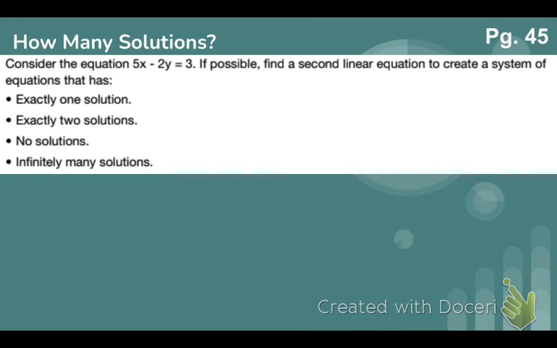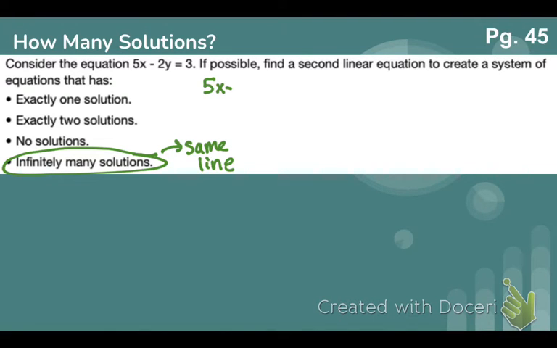All right, and the last one says infinitely many solutions. What does it mean to have infinitely many solutions? Yeah, they're going to be pretty much the same line. So how could I rewrite our equation that would mean the same thing but look a little different? Could I add something to it, multiply something, divide, subtract? Multiply the whole equation by 2. Yeah, multiply the whole equation by a number.